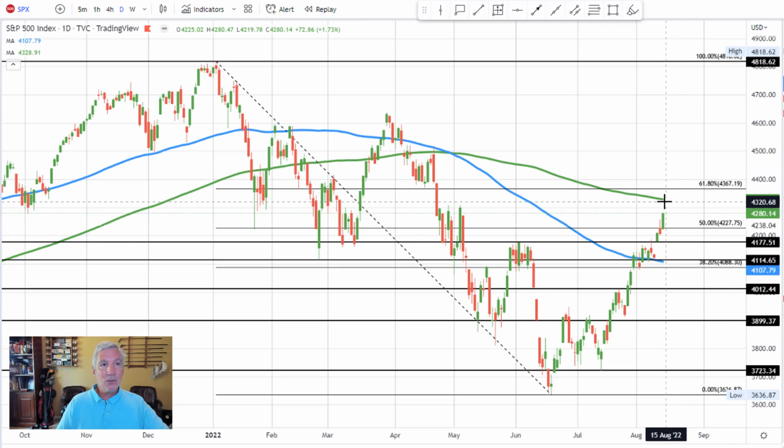Let's take a look at the S&P index. This is getting closer to its 200-day moving average. It moved above and closed above its 50% retracement on Friday. That's more bullish. Now we have the 200-day moving average to contend with on the top side. If we move above that, that would be more bullish.